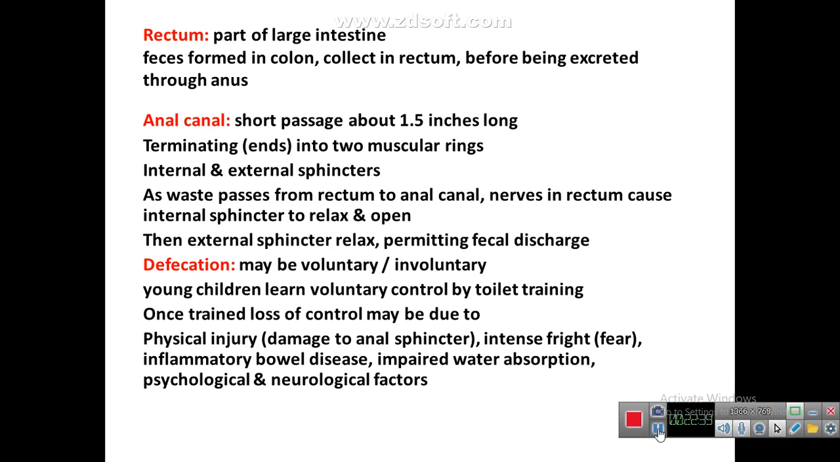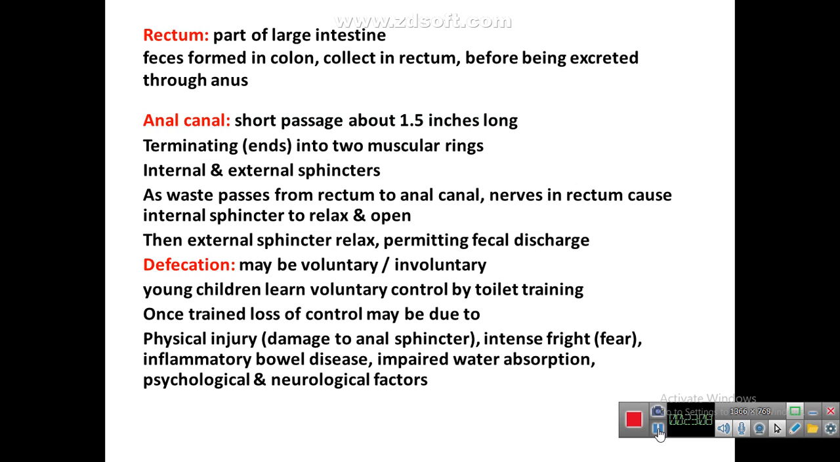Rectum, the third part of the large intestine. Feces formed in the colon are collected in the rectum before being excreted through the anus. Anal canal. It is a short passage about 1.5 inches long, terminating in 2 muscular rings, the internal and external sphincters.